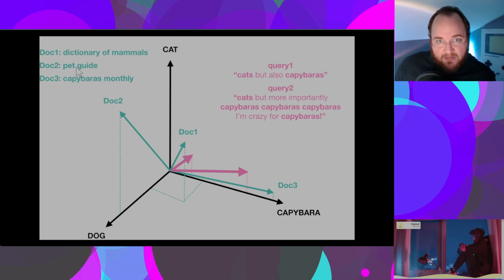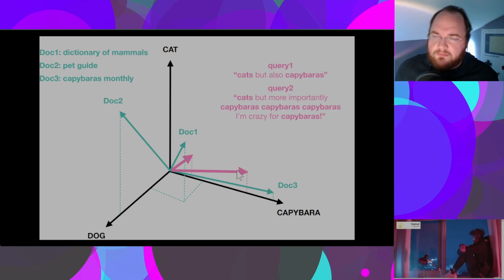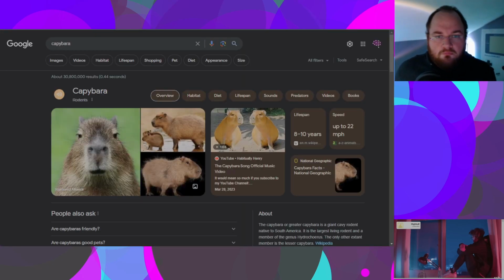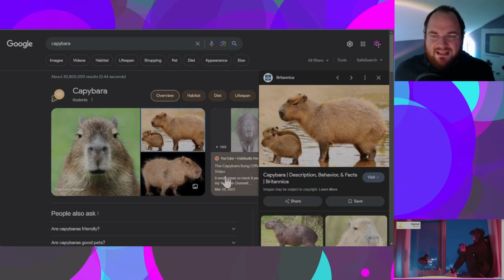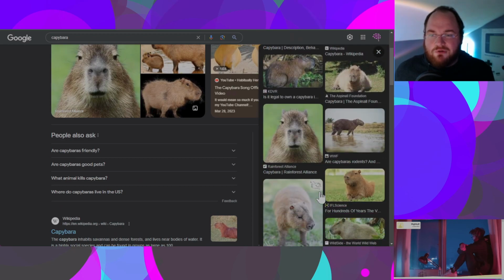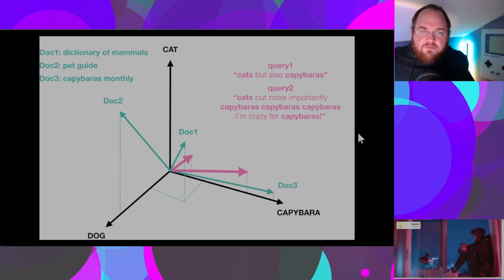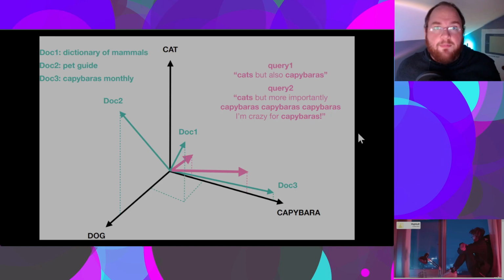A pet guide might be document 2, which might talk a whole bunch about cats and dogs, but almost nothing about a capybara, right? If you don't know a capybara, look them up. They're cute. This guy. They like to sit under water fountains. They're the chillest rodent in the world. Anyway, back to our representations. Finally we have document 3, which is Capybara's Monthly. Obviously, it's not going to talk a whole lot about dogs. Might maybe mention cats, but otherwise it's almost entirely about capybaras.